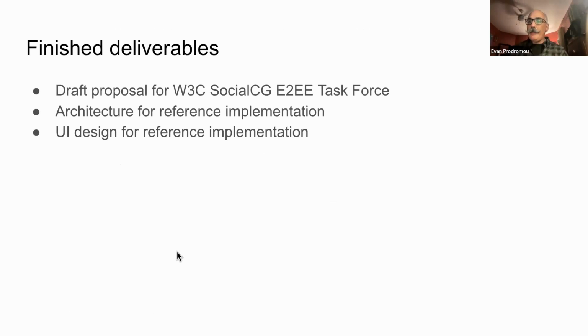So I'm going to talk a little bit about last steps for us. We are bringing a protocol-wise draft proposal to the W3C Social CG. There's a special task force just working on end-to-end encryption for ActivityPub that we started. So this is happening now. We're going to be doing architecture and UI design for a reference implementation and hopefully some proof of concept code, but probably not a full reference implementation at this point.